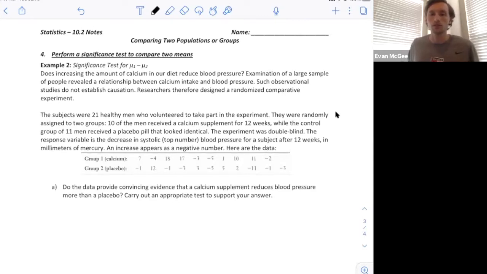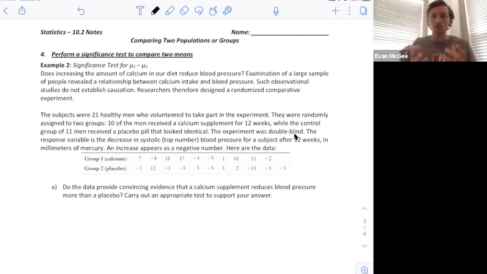10 of the men received a calcium supplement for 12 weeks, while the control group of 11 men received a placebo pill that looked identical. The experiment was double-blind. The response variable is the decrease in systolic blood pressure for a subject after 12 weeks in millimeters of mercury. An increase appears as a negative number. Here are the data. So we've got the groups, the calcium and the placebo.